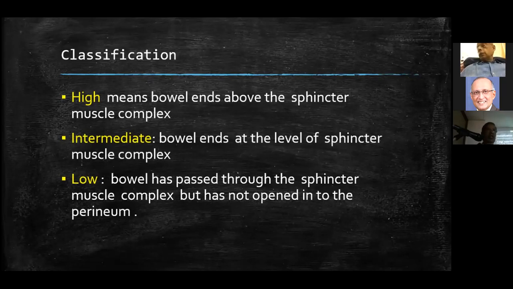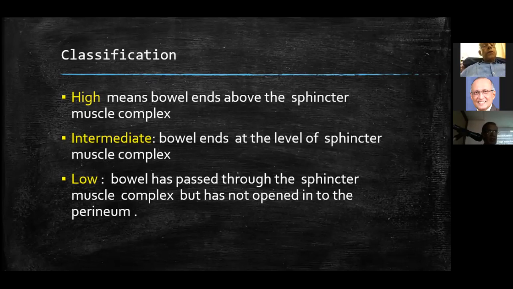It has not touched the anorectal sphincter. It is above the anorectal sphincter. That is called the high anomaly. When the bowel passes through the anorectal sphincter complex and reaches the perineum, it is called the low anomaly. And in between is the intermediate anomaly.